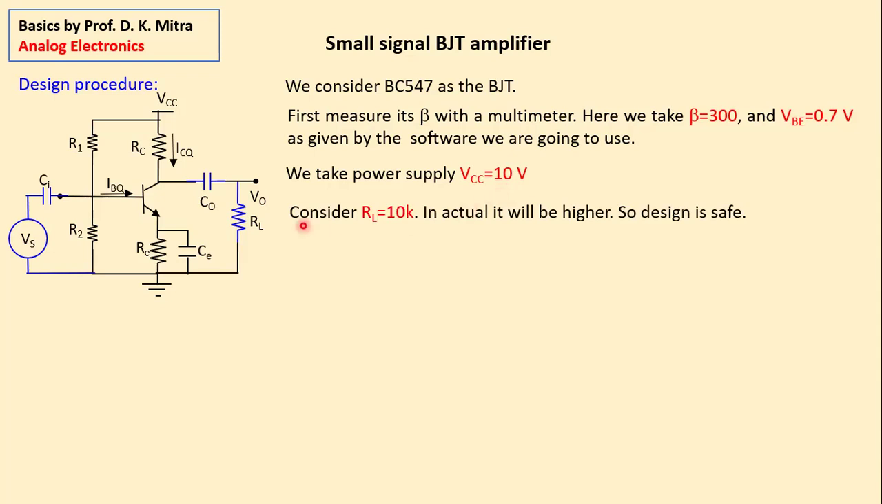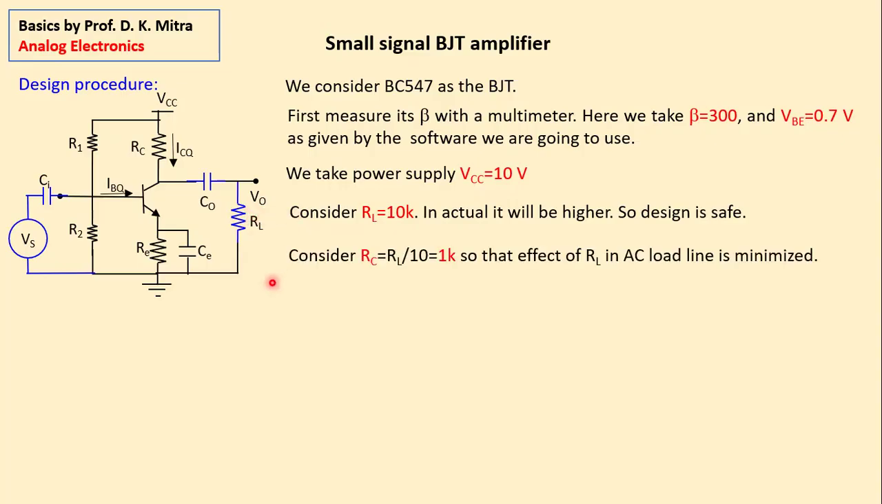Then, as we discussed earlier, we consider RL, load resistance, as 10K. Actual load resistance will always be more than 10K. So if I take 10K, my design is always safe. In practice, if it comes out to be more than 10K, then the amplifier will perform better.